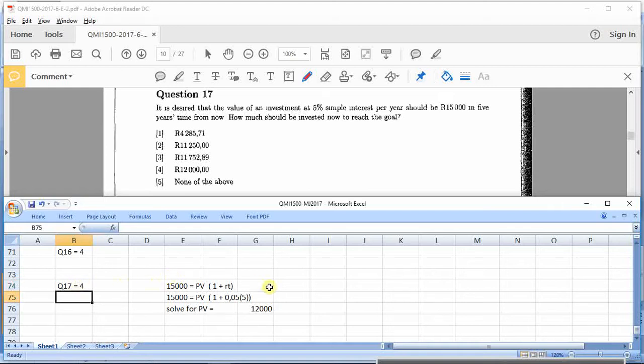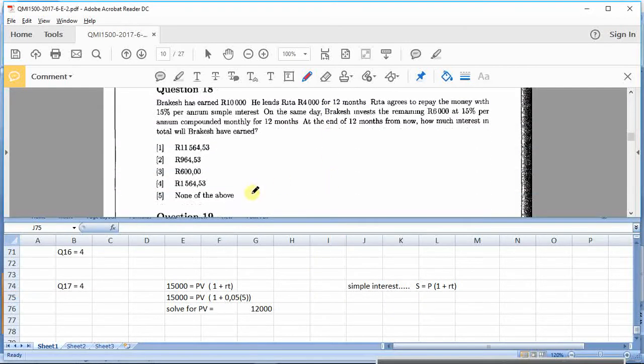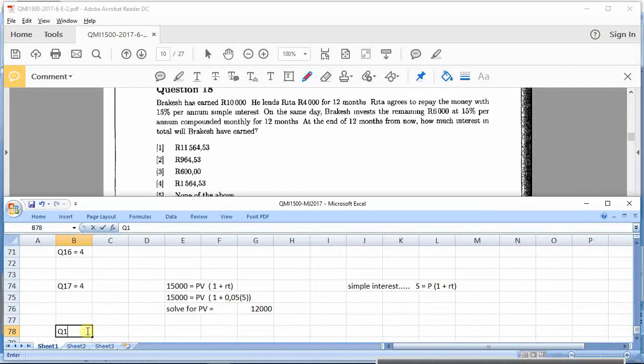Just using the formula. Okay, what's the formula for simple interest? It's in the formula sheet. Okay, S equals P, brackets 1 plus rt, right? You just use the formula. Substitute, solve for your P. How much should be invested now to reach the goal? Now is present value. Okay, I misread it as a compound interest and I worked it out on the calculator. Okay, no, you can't. It wasn't compound interest.